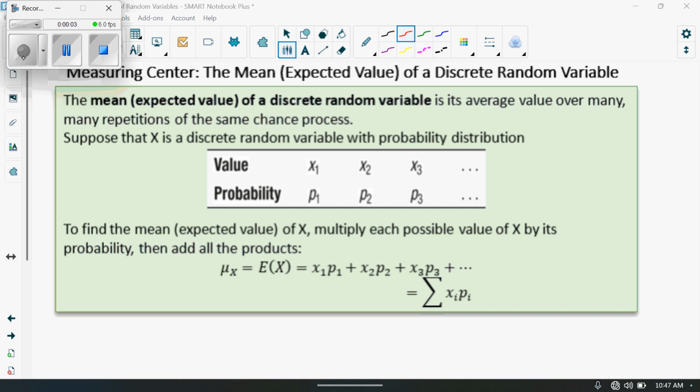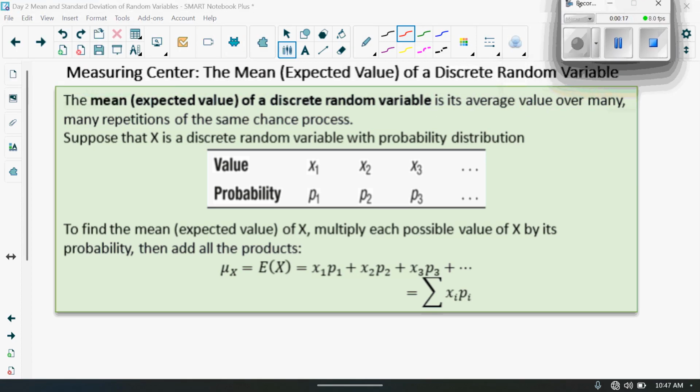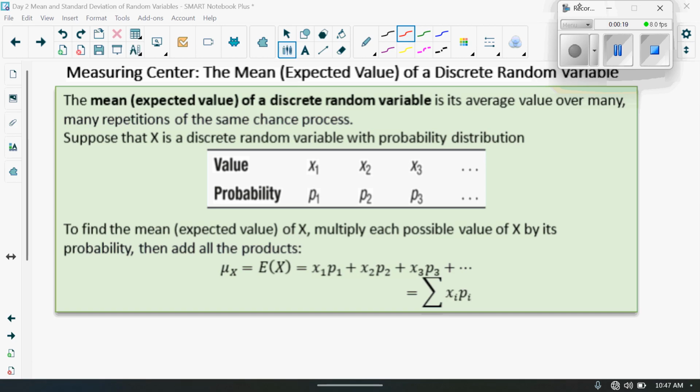Hey everyone, today we are going to be talking about finding the mean and the standard deviation of a discrete random variable by hand. We did talk a little bit about how to do this on the calculator the other day, but now we're really going to get into doing it by hand and showing our work, and then it's going to come together with the calculator again.